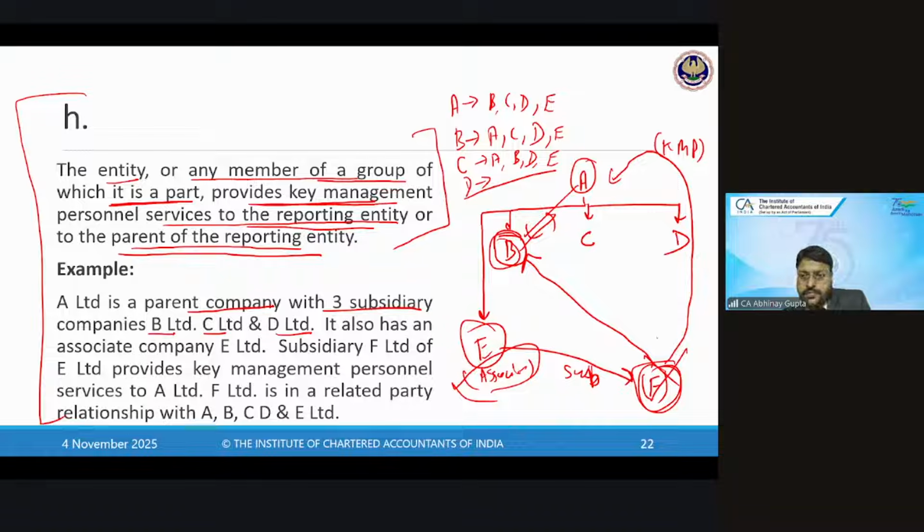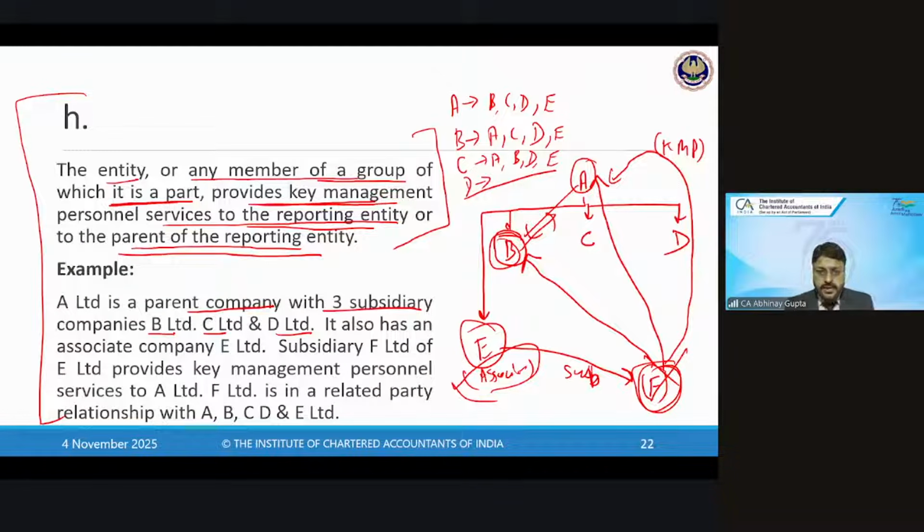Yes. And if A is the parent entity of B, B is the reporting entity, and KMP services are provided to A, even in that case B and F are related, because F is providing KMP to the parent of B. So either it provides the KMP to the reporting entity itself, that is B, or to the parent of the reporting entity, that is A; again, B and F are related. That's what the standard is intending to say.